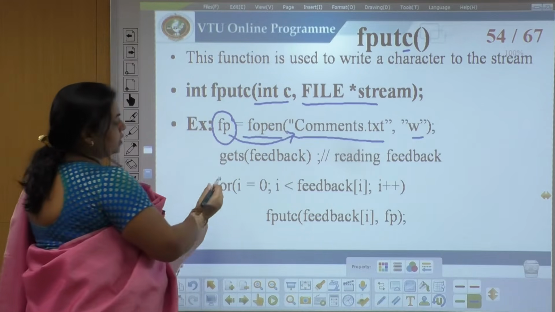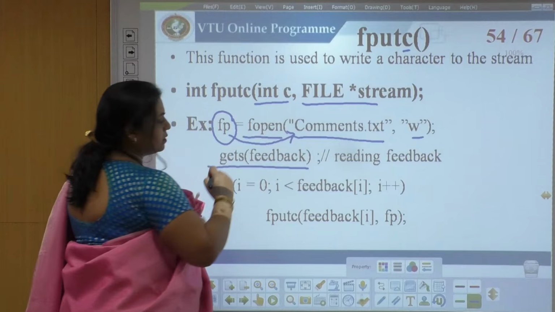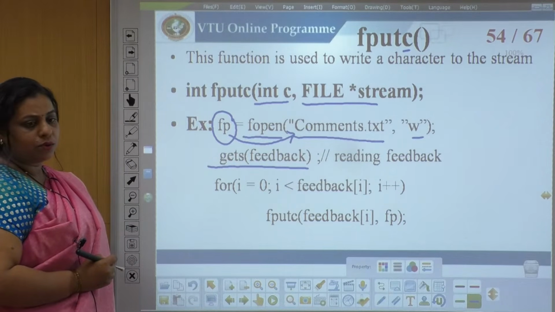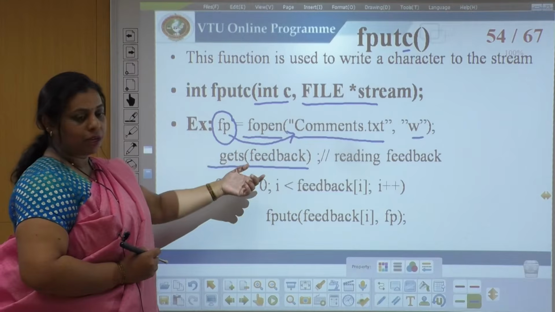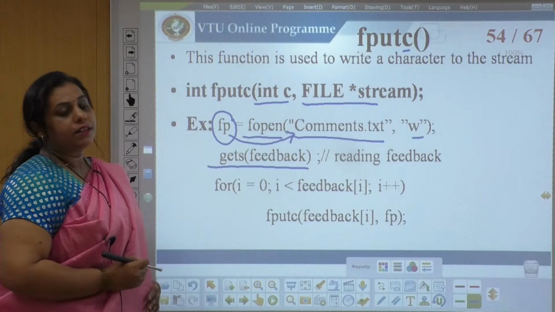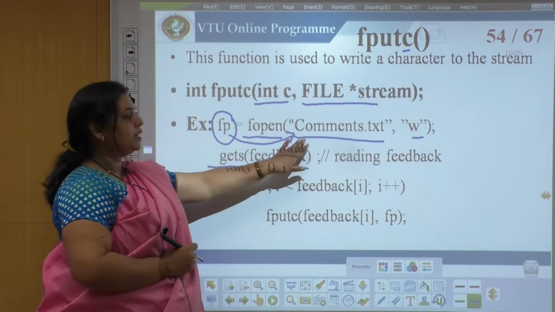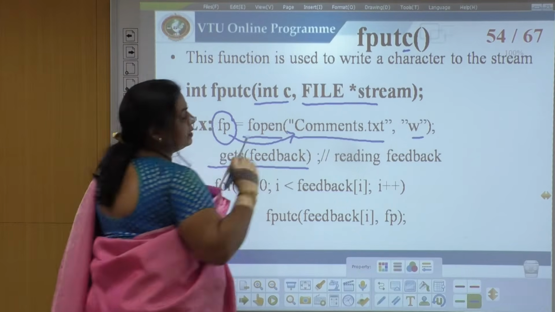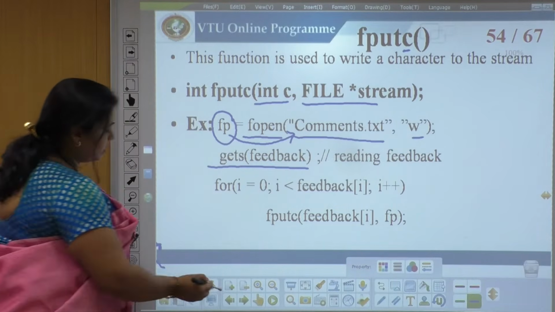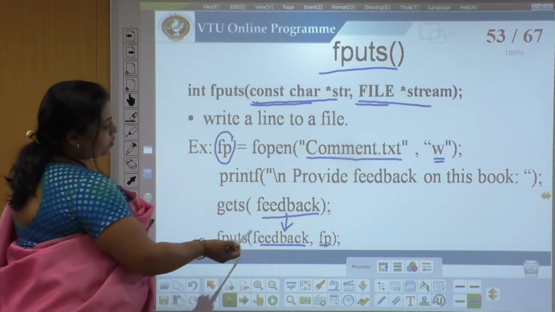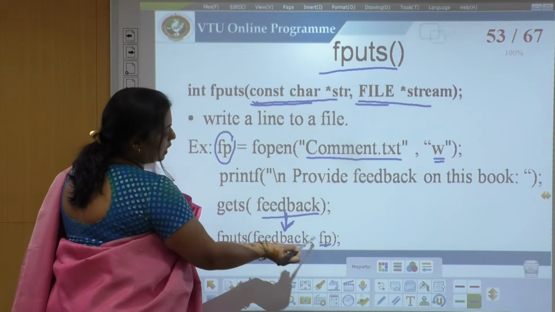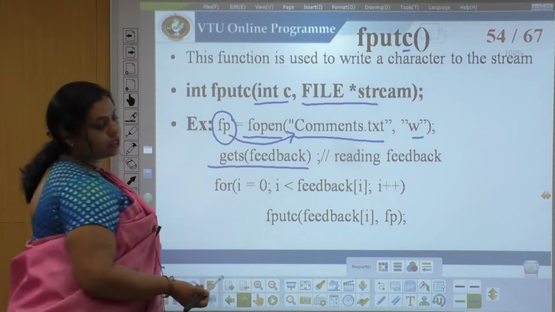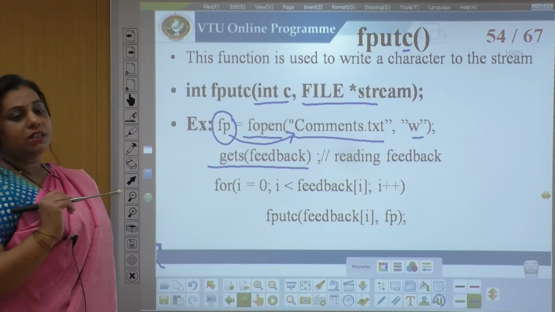As usual, user is entering some feedback. It is stored in a variable feedback. Now all the content of the feedback has to be written onto the file comment.txt, but putc will write character by character information. Look here, puts was taking everything together and was just taking the name of the file, but putc is taking character by character information.